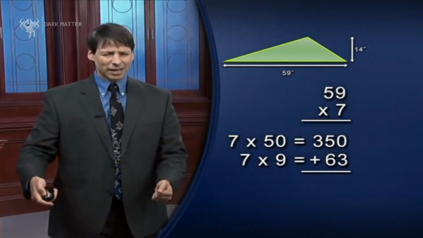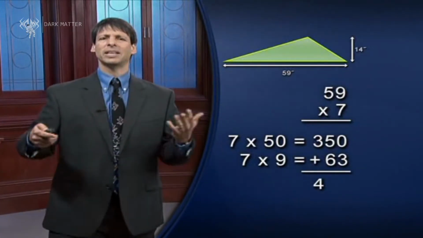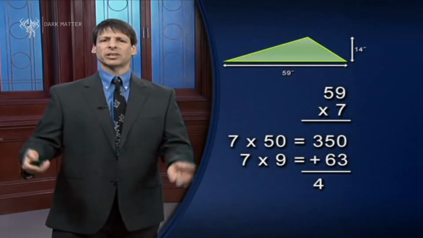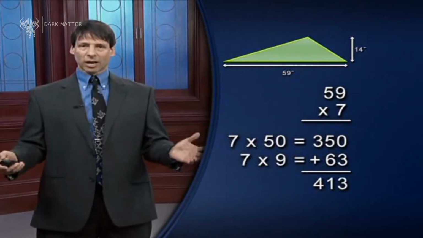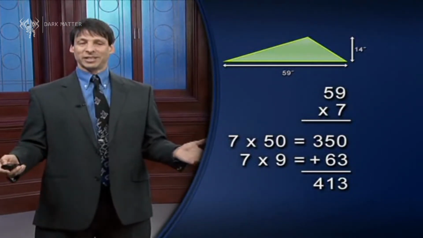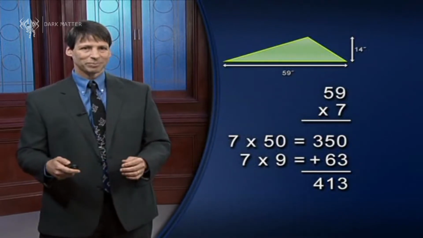I see a carry coming. It's going to be 400, and 50 plus 63 is 113. So there's the answer, 413 square inches in our triangle. Here's another way to do the same calculation, 59 times 7, that you might find even easier.